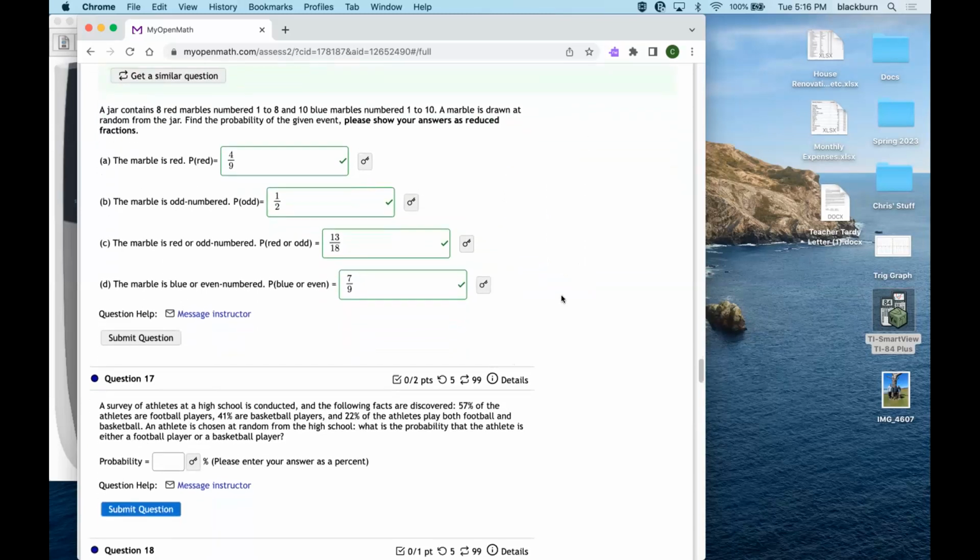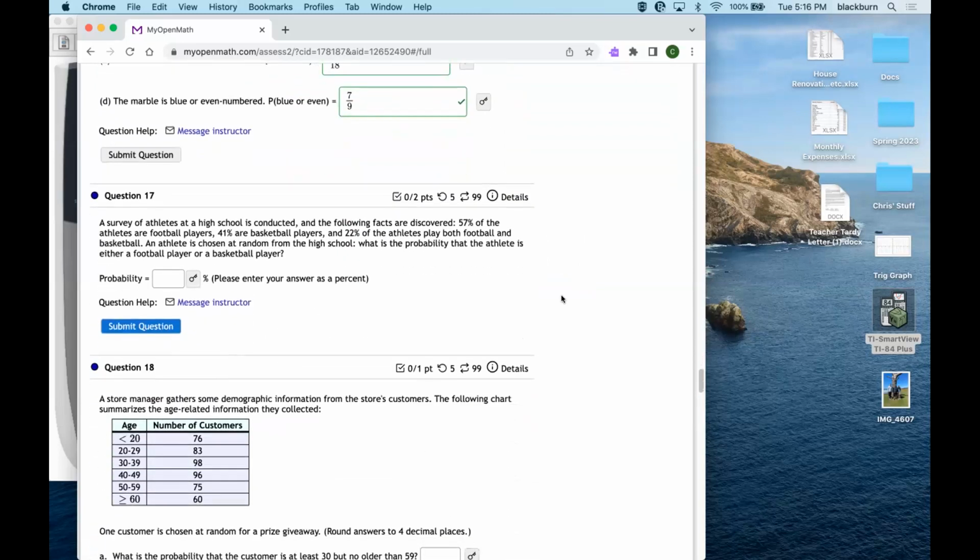Okay, so let's see what we got going on this one. Survey of athletes in a high school is conducted. The following facts are discovered. 15% of athletes are football, 41% are basketball, and 22% are both. An athlete is chosen at random from the high school. What's the probability that the athlete is either a football player or a basketball player? So there's a formula. The probability of A or B is equal to the probability of A plus the probability of B minus the probability of A and B.